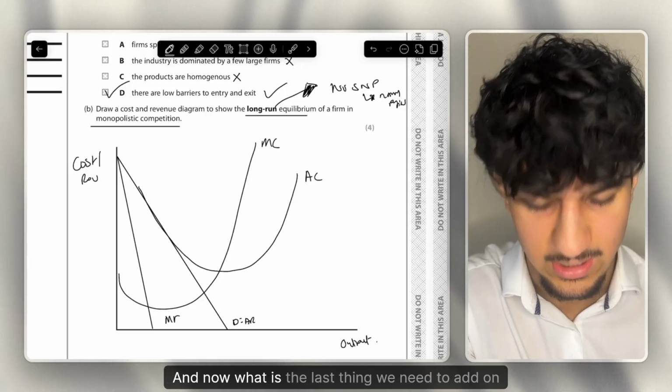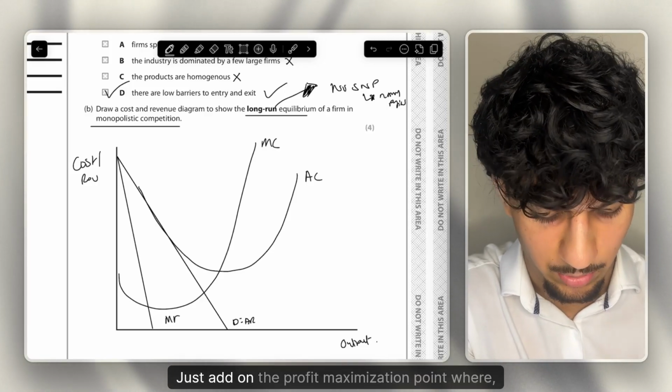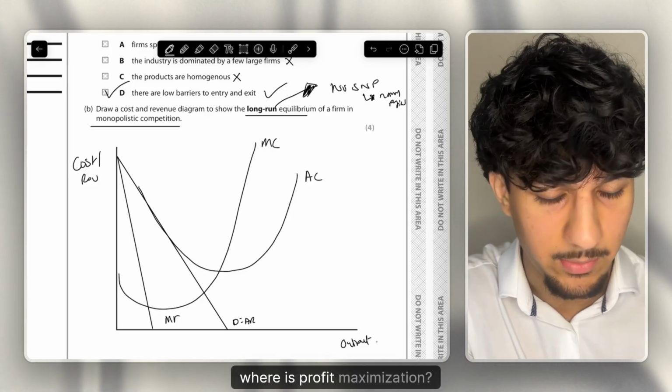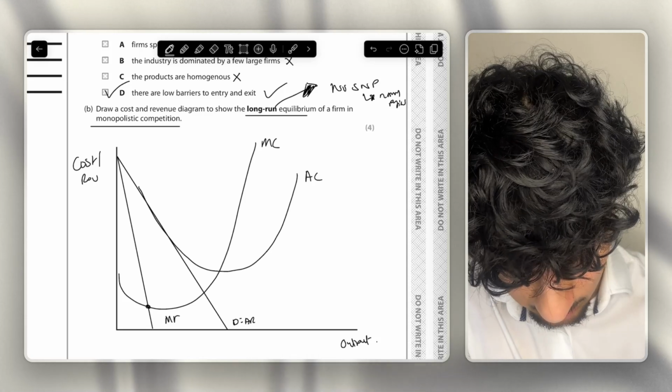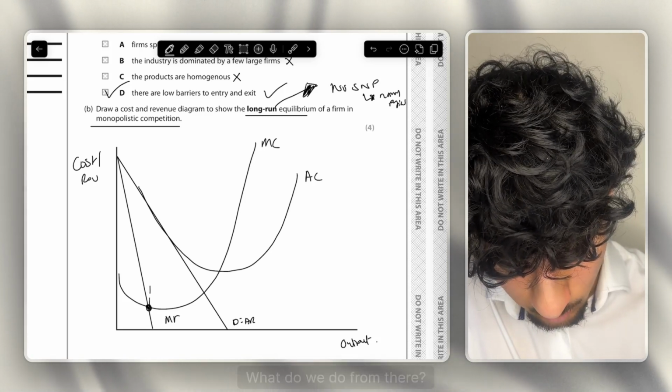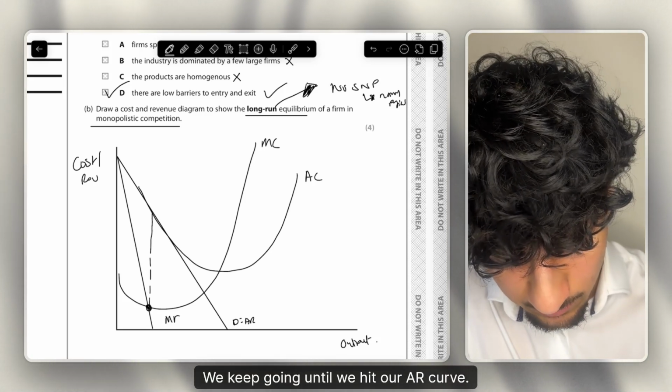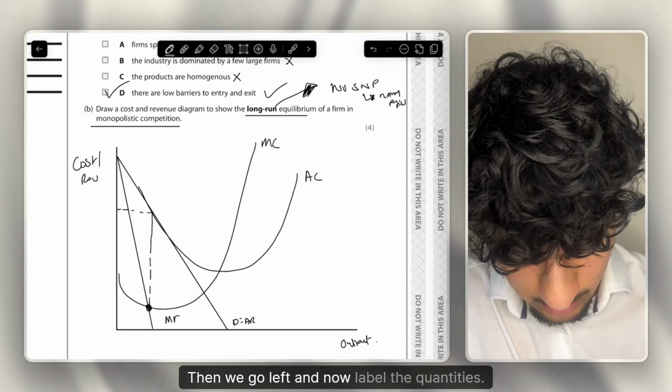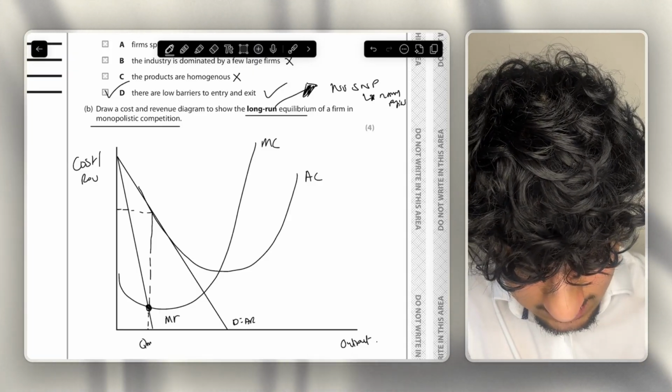MC, and now what is the last thing we need to add on here? Just add on the profit maximization point. Where is profit maximization? Of course, where MC equals MR. Where's this point here? What do we do from there? We keep going until we hit our AR curve. Then we go left, and now label up the quantities. That's Q max, that is P max.